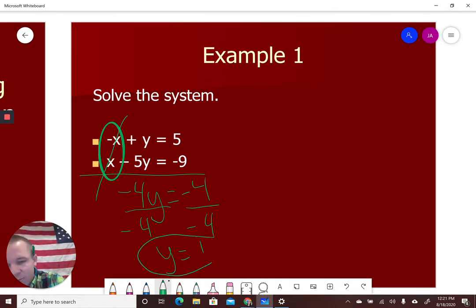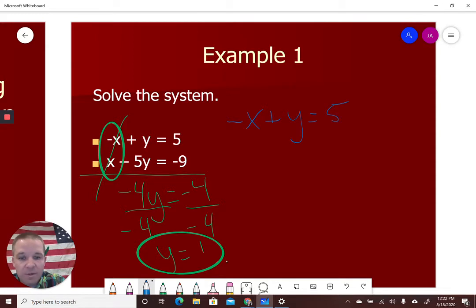Now, I'm going to take the y equals 1, take that 1, I'm going to substitute it into one of the two equations. It does not matter which one you choose. Dealer's choice. Now, this second half, the substituting back in for y, the first variable you found, is the same whether you're doing elimination or substitution. I'm going to use the first one, which is negative x plus y equals 5. I'm going to substitute 1 in.